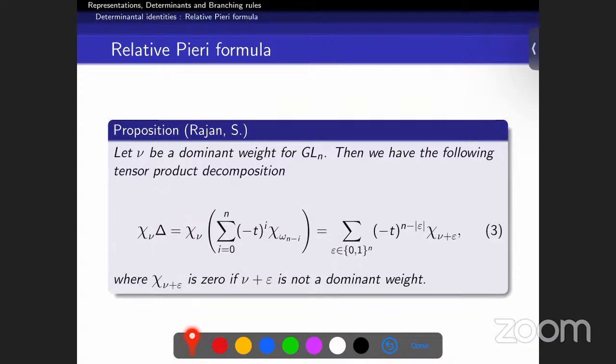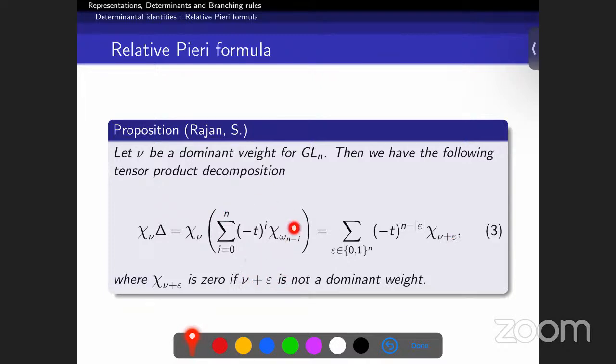So you see here, I'm having chi nu plus epsilon. Now epsilon can be an element from 0, 1 power n, which is to say that this is like Z mod 2Z power n. So this is an n tuple of zeros or ones. And this is minus t power n minus mod epsilon. This mod epsilon over here is just the number of times one is appearing, your classical mod, which is there in R n. And this character is 0 if this is not dominant. So I'll come to this in a moment.